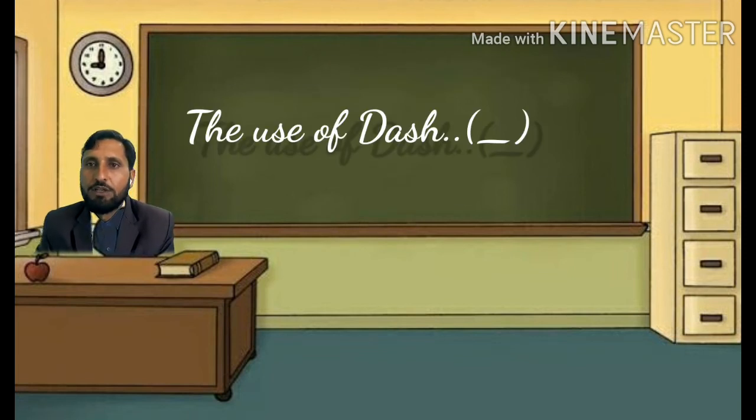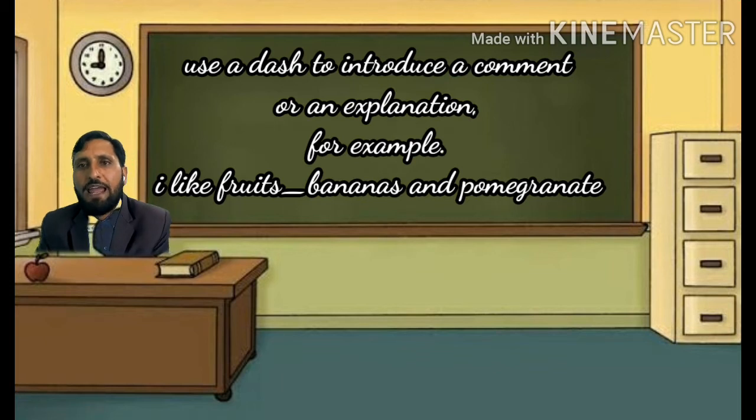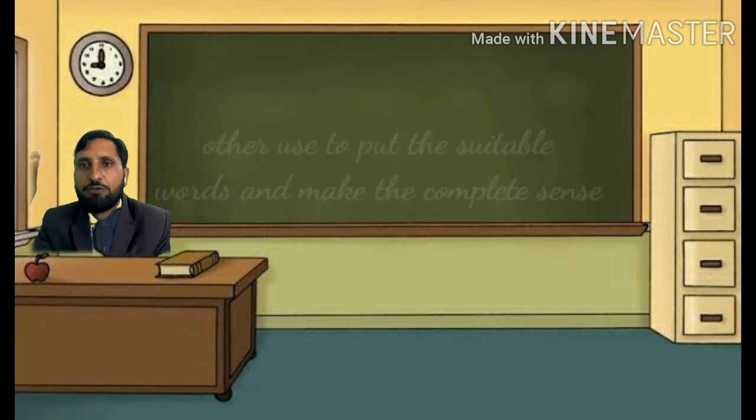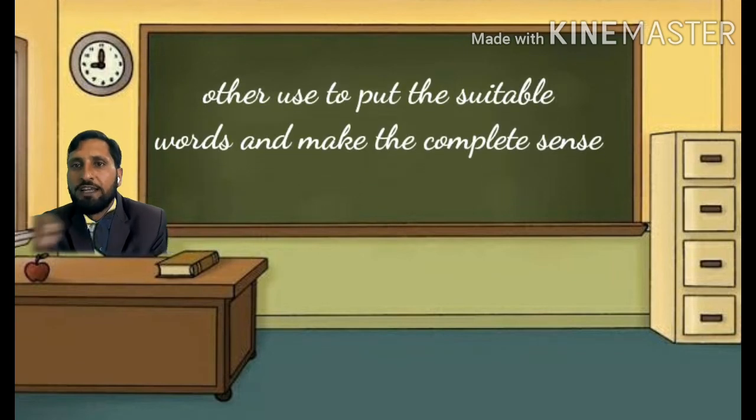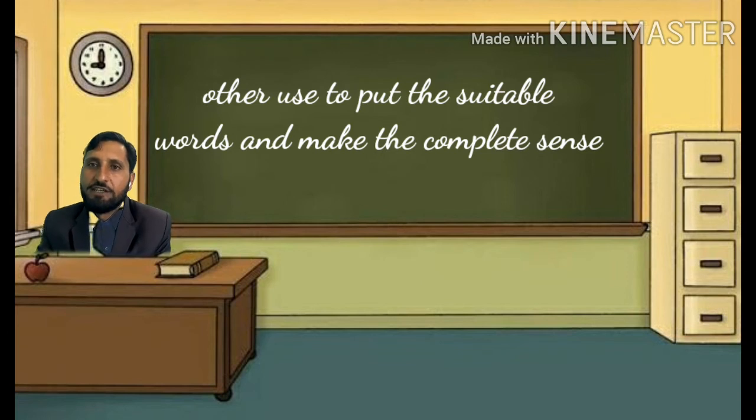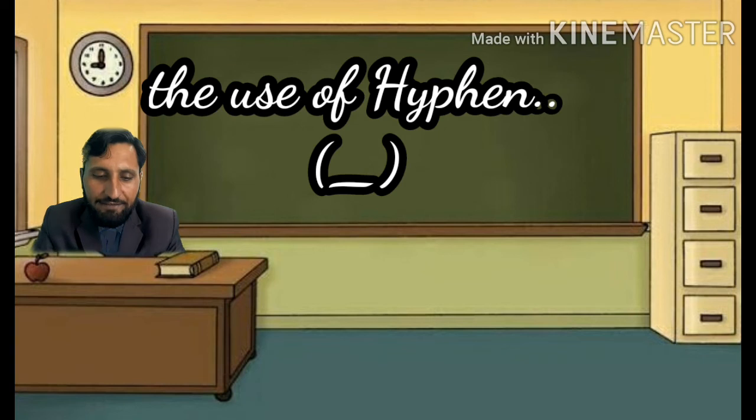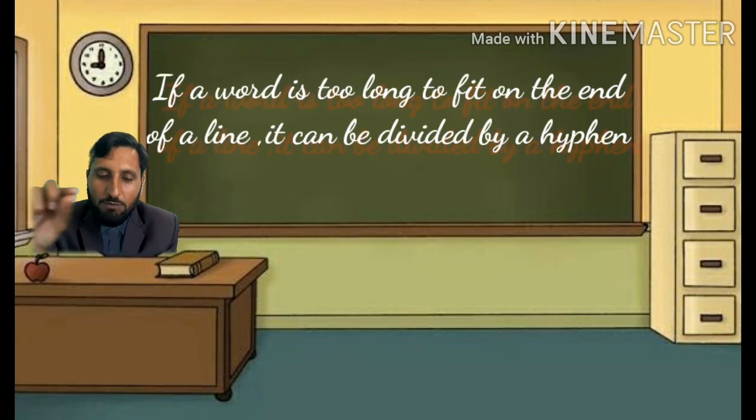And after that we have the dash. As you know, the blank part is called the dash. We have to put something there to clarify the meaning of the sentence. So this was about the dash. And after that we have the hyphen. A small dash is called the hyphen.